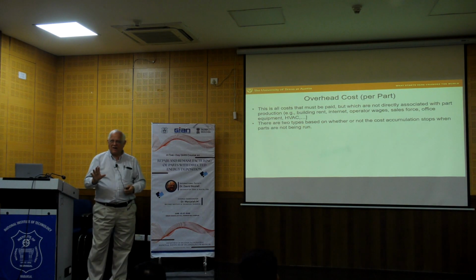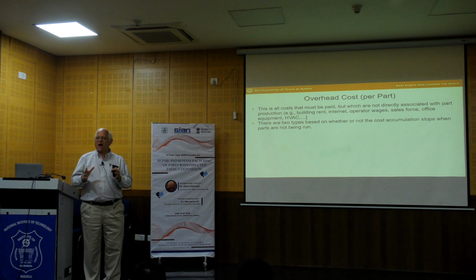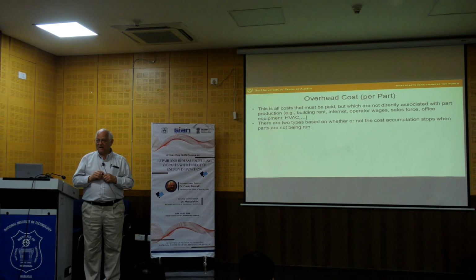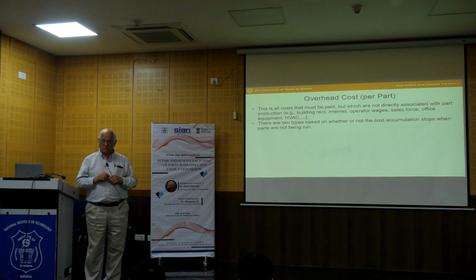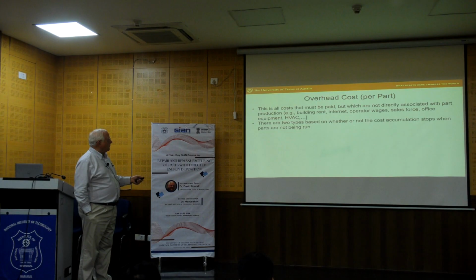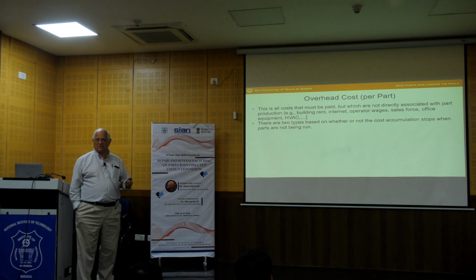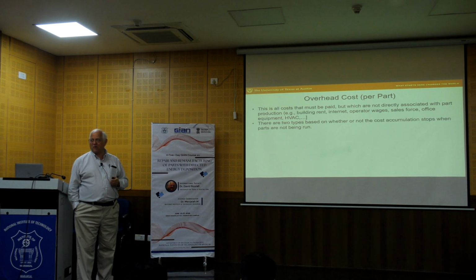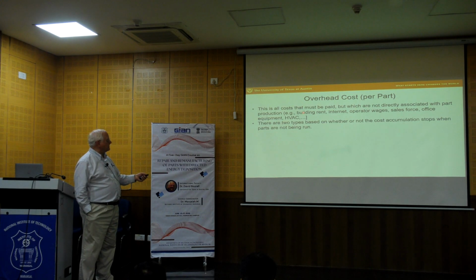And so it turns out that there's really two types of overhead costs. One is overhead costs that stop when I stop making parts. The other is overhead cost that continues whether I'm making parts or not. And so if we look at this example here, the building rent is going to happen whether I'm making parts or not. I'm going to have to pay this. So this is based on total time.